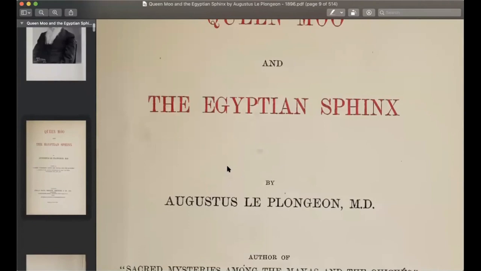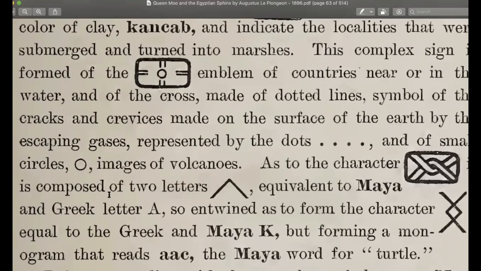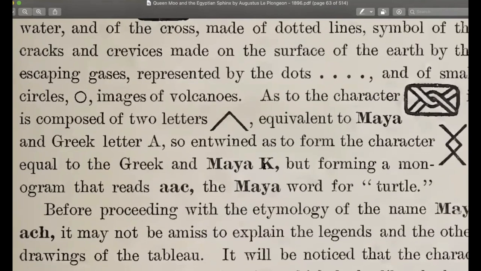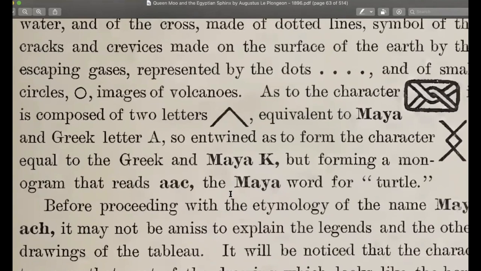As to the character, this one right here, it is composed of two letters. So we got this one, equivalent to the Maya and Greek letter A. You hear that? It's the same as the Greeks. Where do they get their alphabet from? All right, you see that? Equivalent to the Maya and Greek letter A, same symbol. So entwined as to form the character equal to the Greek and Maya K, but forming a monogram that reads Ak, the Maya word for turtle, turtle island.